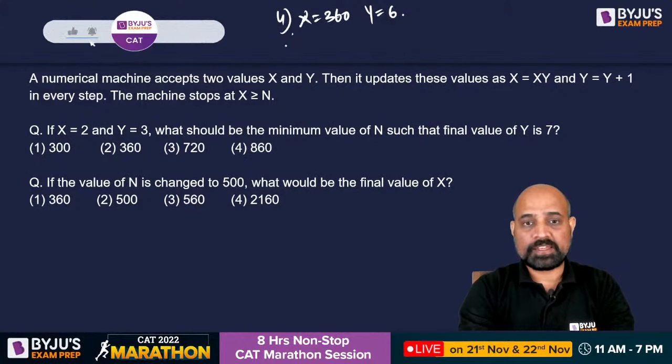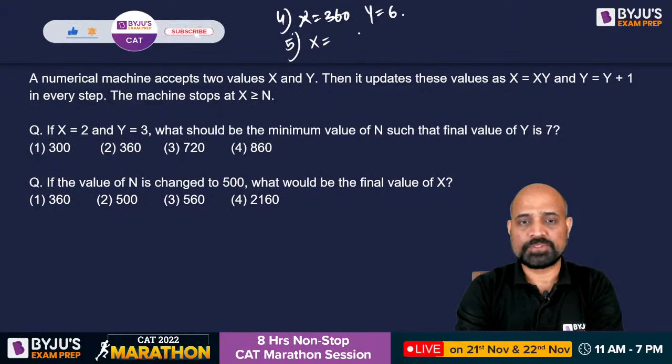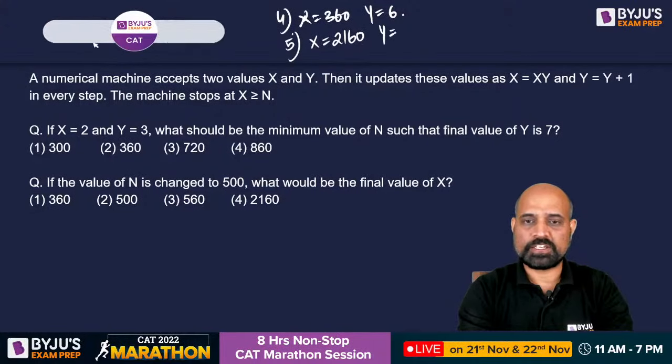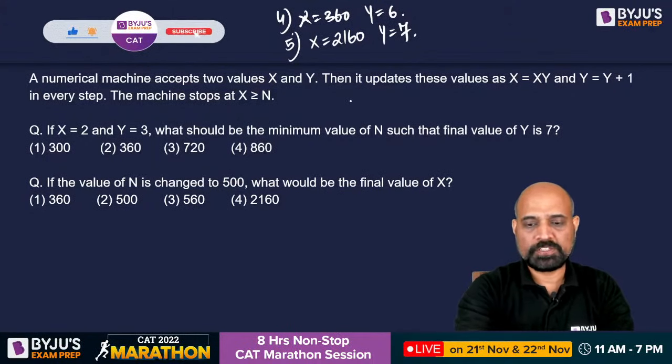Then, in the 5th step, this is going to become x as 360 into 6, which is going to be 2160, and y is going to be 7. So this is the final value where it stops. So what should be the minimum value of n? And did we start with 2 and 3?